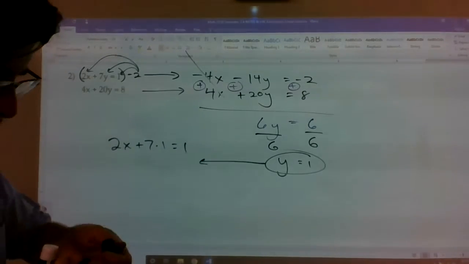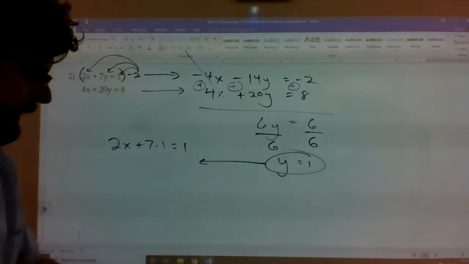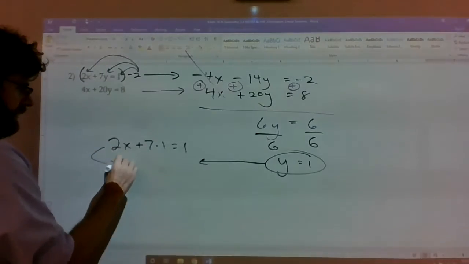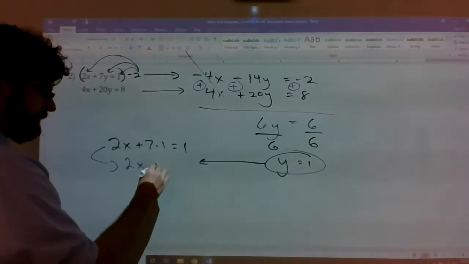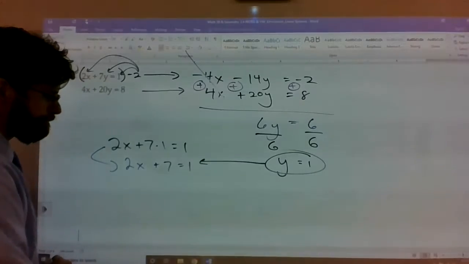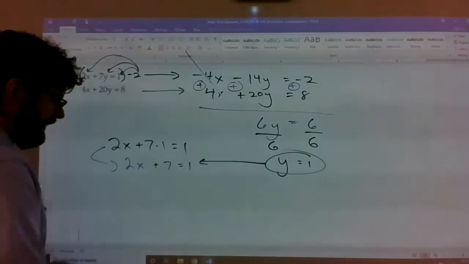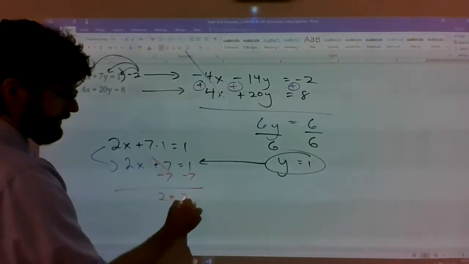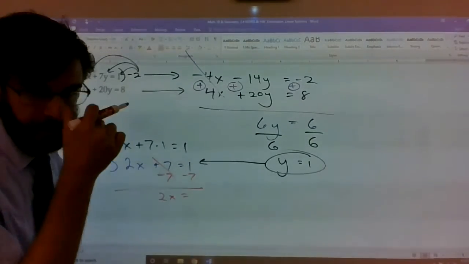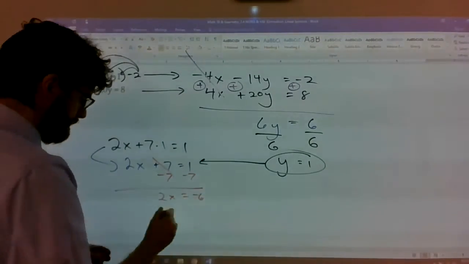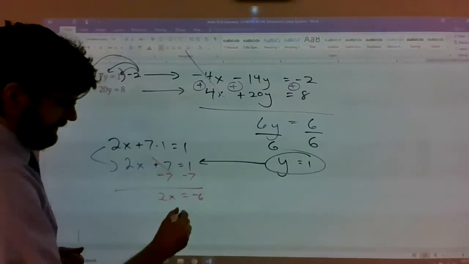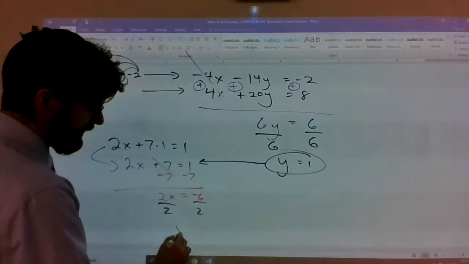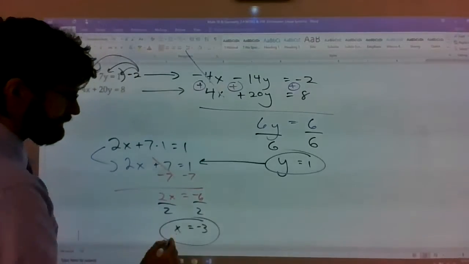All right, now I have a simple Math 1a equation. Going to solve it. So this is 2x plus 7 equals 1. Subtract the 7 from both sides. 2x equals negative 6. Make sure you keep track of those negatives. Divide both sides by 2, and you get x equals negative 3.